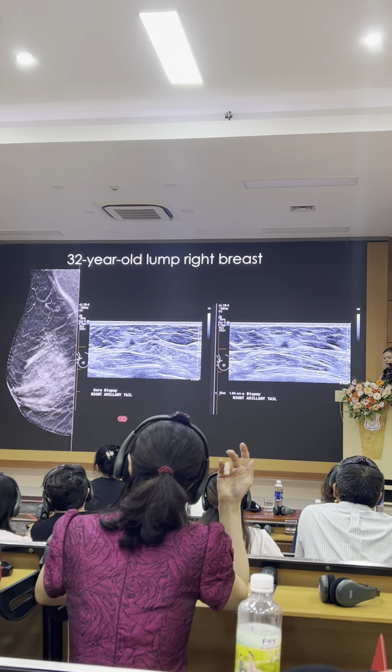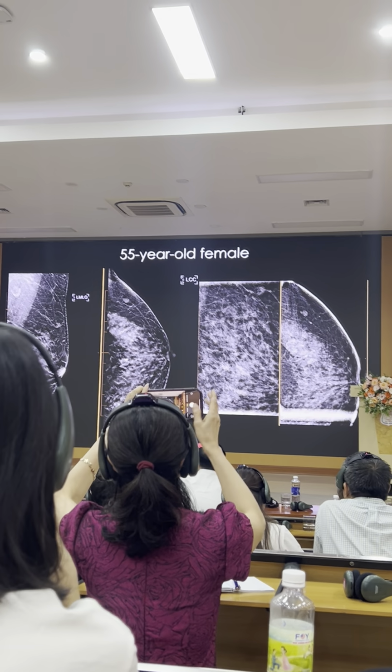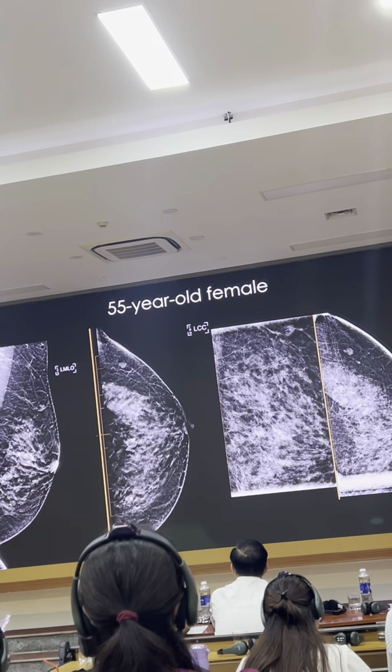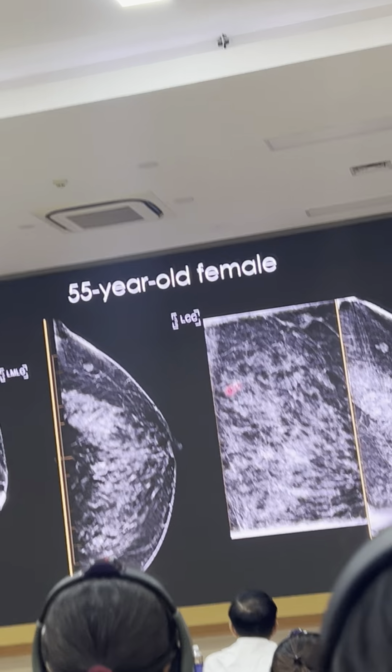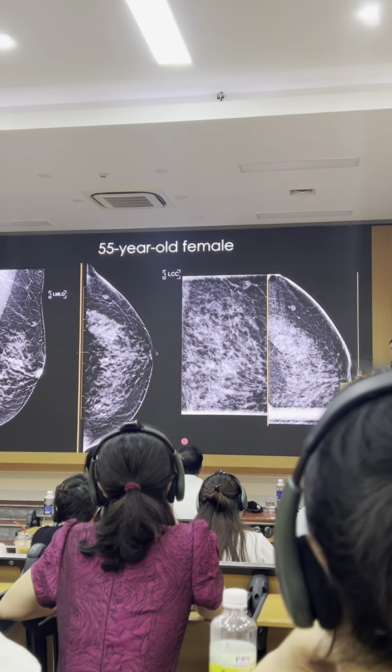And this is a 55-year-old female. You can see that she actually had some calcifications in this area here. They're quite subtle. They were pleomorphic, and that was sclerosing adenosis again.